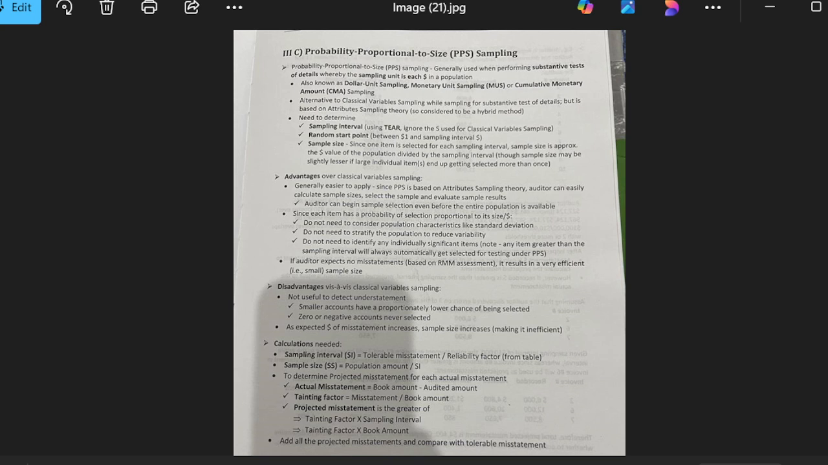The calculation process here is as follows. First, the sampling interval is taken, which is tolerable misstatement divided by the reliability factor. After that, the sample size is determined on the basis of the population amount and the sampling interval. Then, to determine the projected misstatement of each actual misstatement, the actual misstatement is identified, the tainting factor is identified, and then the projected misstatement is identified. After that, add all the projected misstatements and compare with the tolerable misstatement.